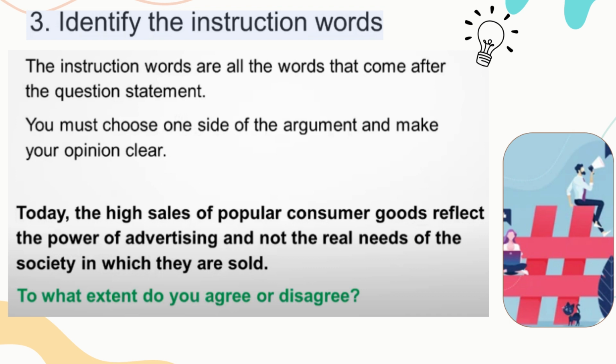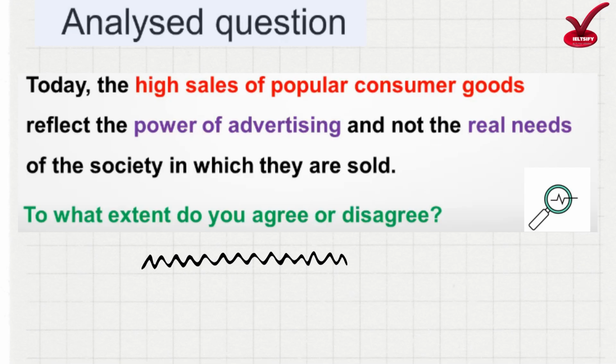Our sample question is an opinion question. It requires you to choose one side of the argument and make your opinion clear, and that's it. We've analyzed the question, and we now know exactly what we need to write about in our essay. Here are the three analyzed questions with the different types of words highlighted together. This process of analyzing the question should take you no more than 2 minutes in the exam. Make it the first thing you do.